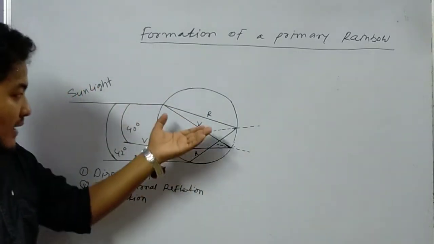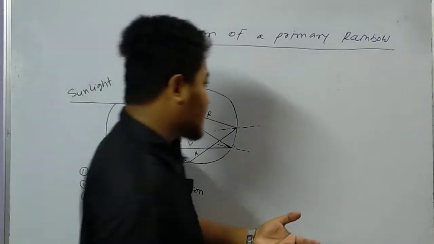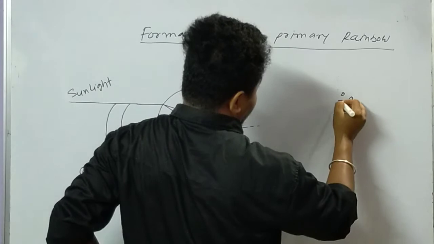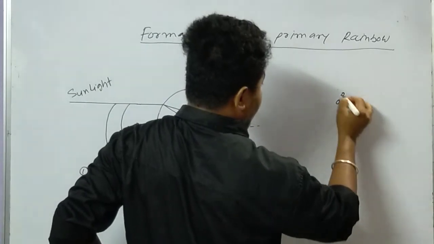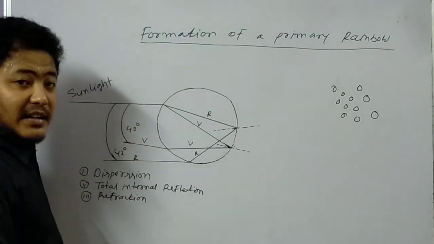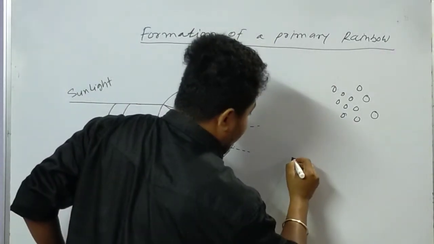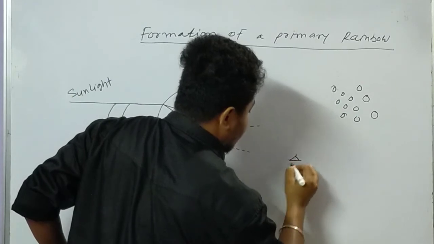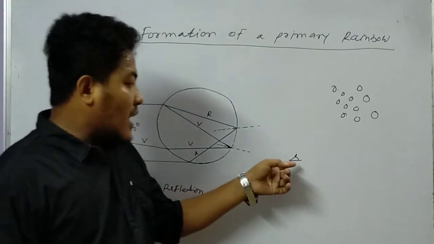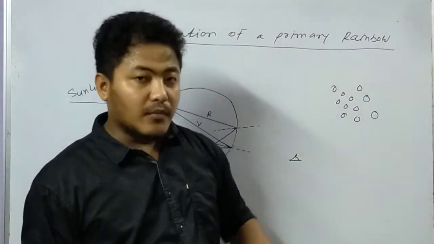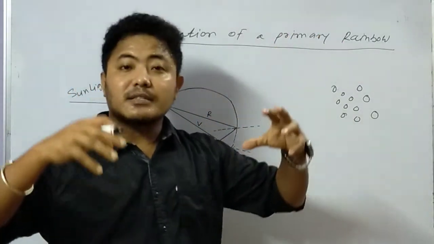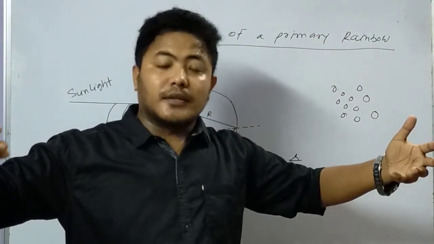Am I clear? So like that, once an observer will see like that, suppose these are the raindrops now. How will the observer see? That's what I'm going to tell you. These are some raindrops, and somewhere here, this is the observer. Now how will the observer see a rainbow in this case, in case of the formation of a primary rainbow?